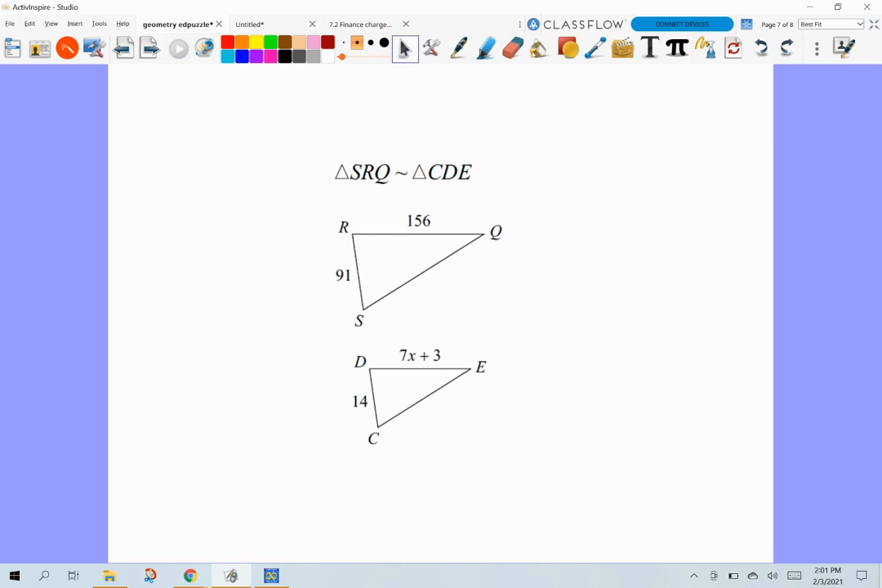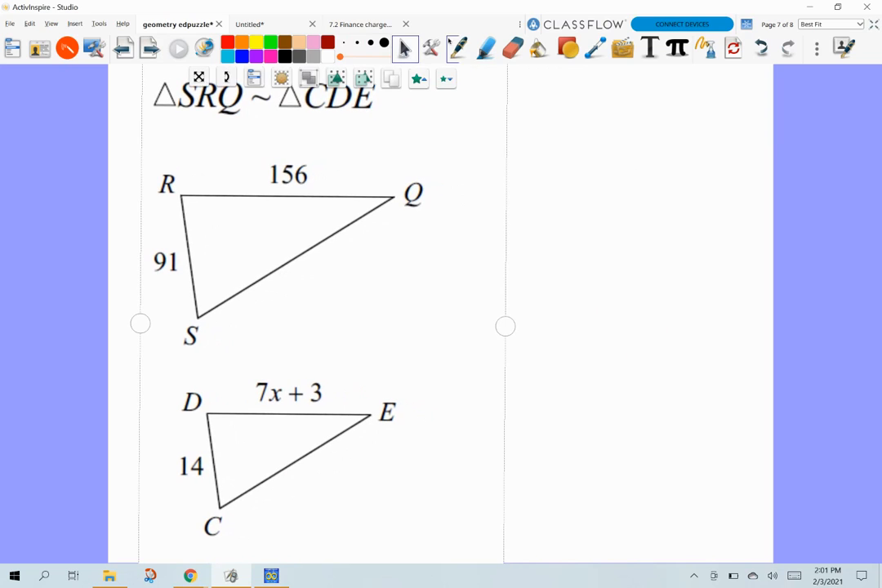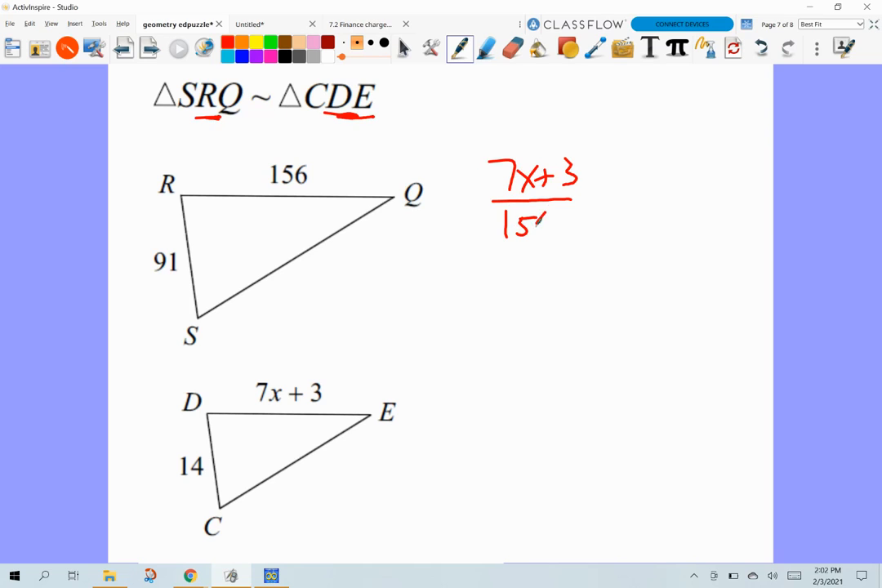All right, one last one where you have to plug it back in, and then we're going to wrap this up. All right, starting with 7x plus 3. DE matches up with RQ, 156. And then 14 over 91.